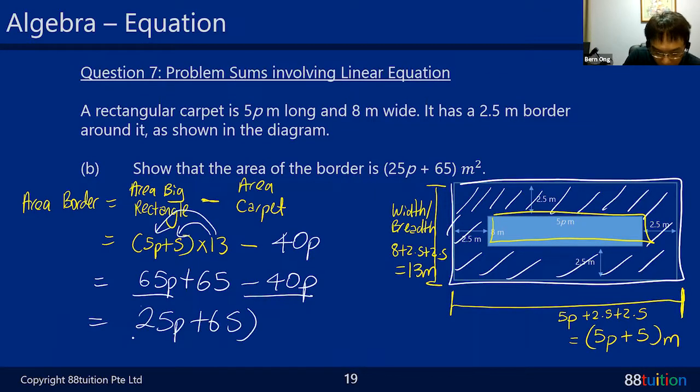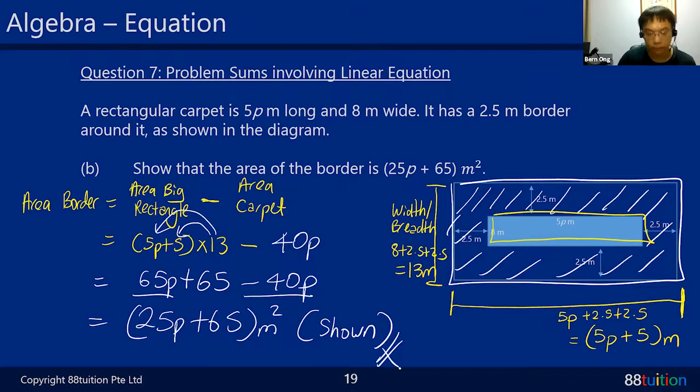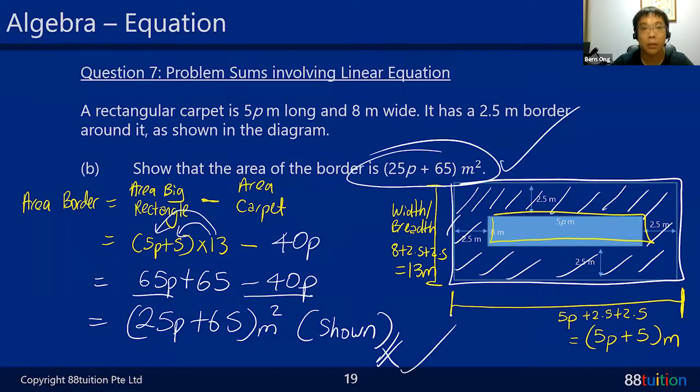Correct what? Who says wrong? Meter squared. Then you must tell your teacher, shown. Teacher, I showed it to you already. It's correct. 25p plus 65 is correct. The question says you have to show, and you managed to show already. Just now somebody said that the answer might be wrong. I don't think so. I checked the question a few times. So know your mistake, okay?